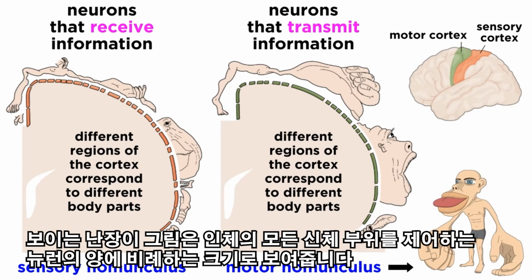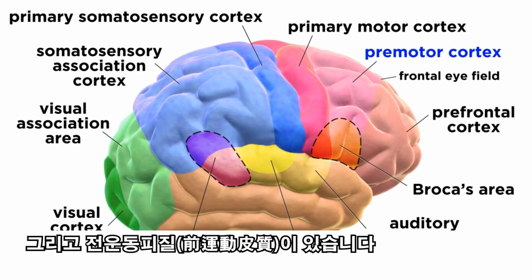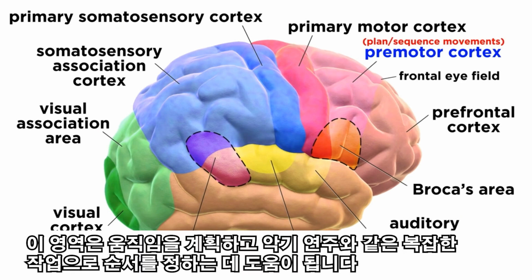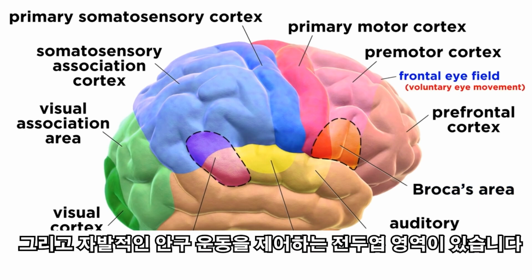The motor homunculus is an image that depicts the human body with all of its body parts of a size that is proportional to the quantity of neurons that control them, which is why some features seem dramatically oversized. Then there is the premotor cortex. This helps plan movements and sequences them into complex tasks, like playing a musical instrument. Next is Broca's area. This controls muscles involved in speech production, among other things.